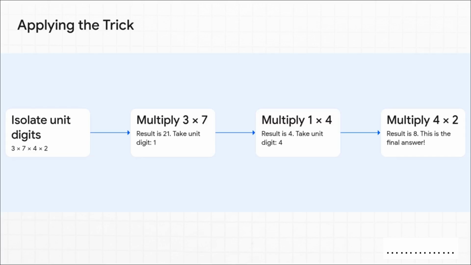Let's try it out. We'll just grab the last digit from each number. So we have 3, 7, 4, and 2. Now let's multiply them step by step. First, 3 times 7 is 21. We only care about the unit digit, so we take the 1. Next, we multiply that 1 by the next unit digit, which is 4. So 1 times 4 is 4. And finally, we multiply that 4 by our last unit digit, which is 2. And 4 times 2 is 8. That's all there is to it. And that's our final answer. The unit digit of that entire long, scary calculation is just 8.